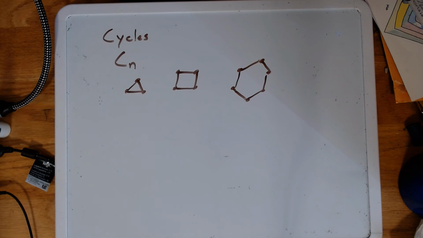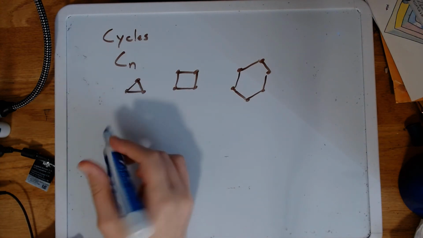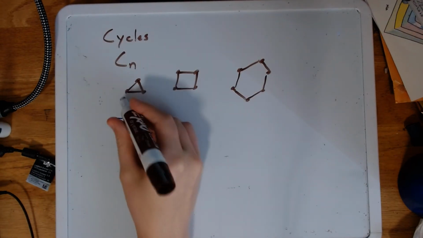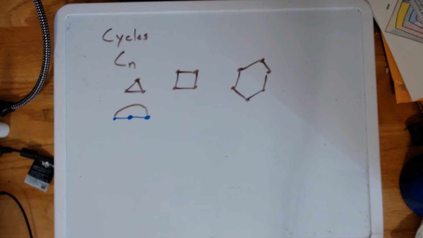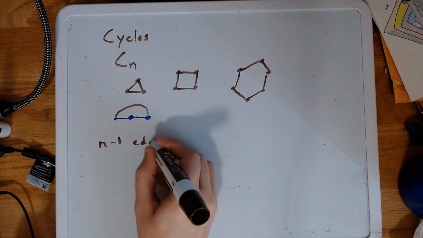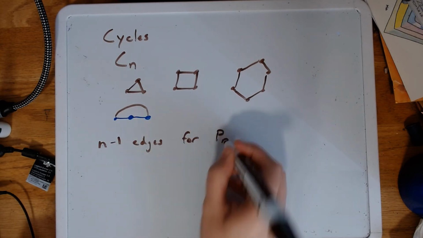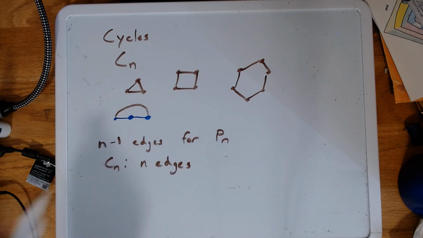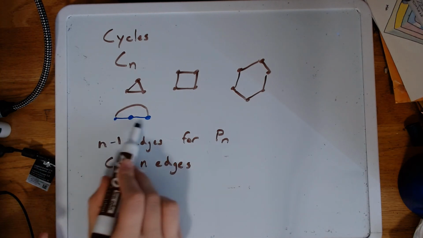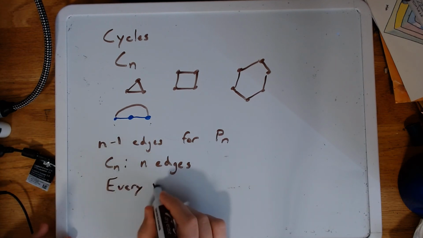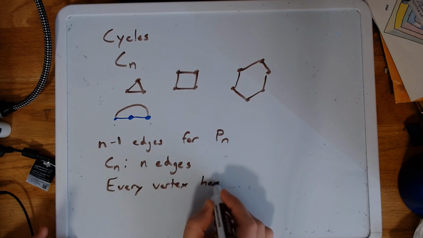So all we've done, for example, in this cycle on 3 vertices, is take a path on 3 vertices and then add a new edge. So if we had n minus 1 edges for Pn, then now for Cn, we get n edges because we just add 1. And where do we add that edge? We add it between the 2 vertices that were of degree 1 before. So now every vertex has degree 2.